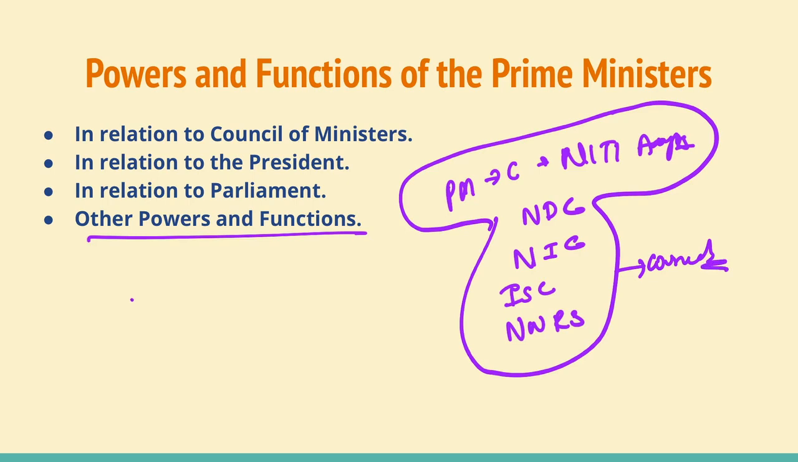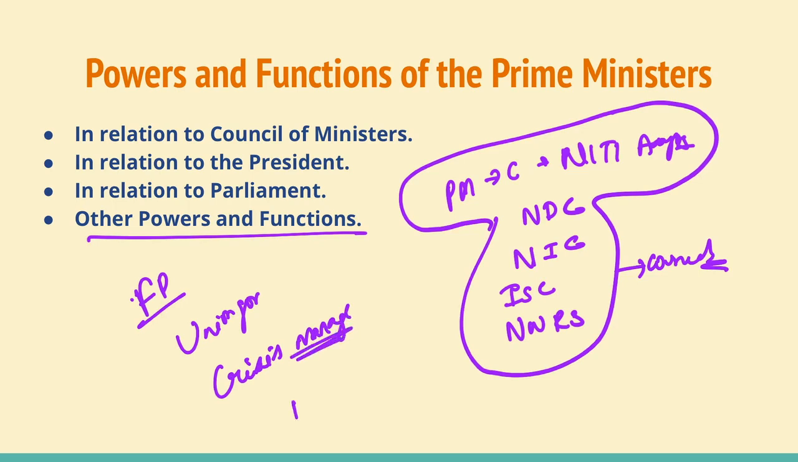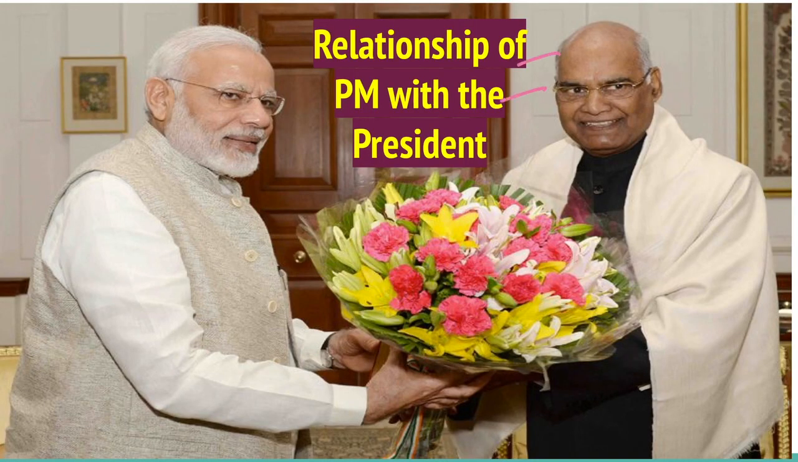Also, the Prime Minister plays a significant role in shaping the foreign policy of the country. He is said to be the chief spokesperson of the union government. The Prime Minister is also said to be the crisis manager in chief at a political level during emergencies. The Prime Minister is the leader of the party that is in power and he is the political head of the services. Relationship of the Prime Minister with the President.